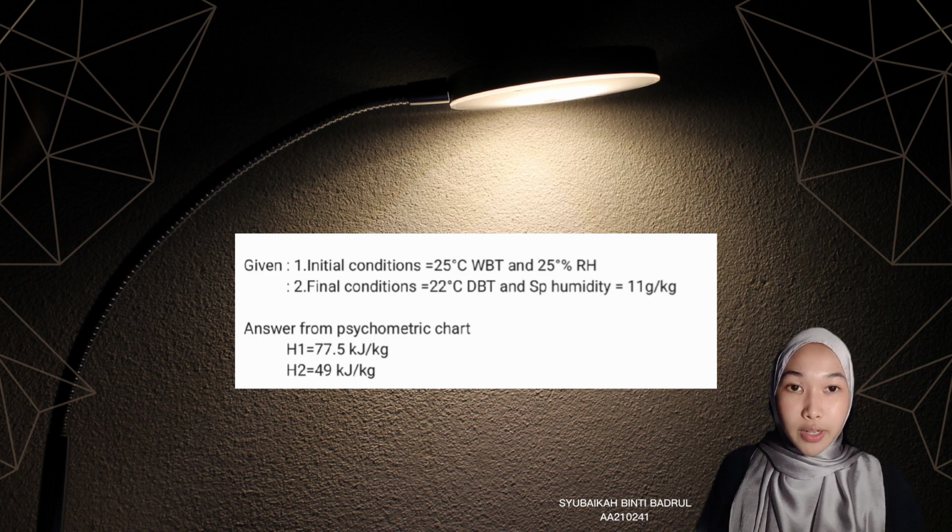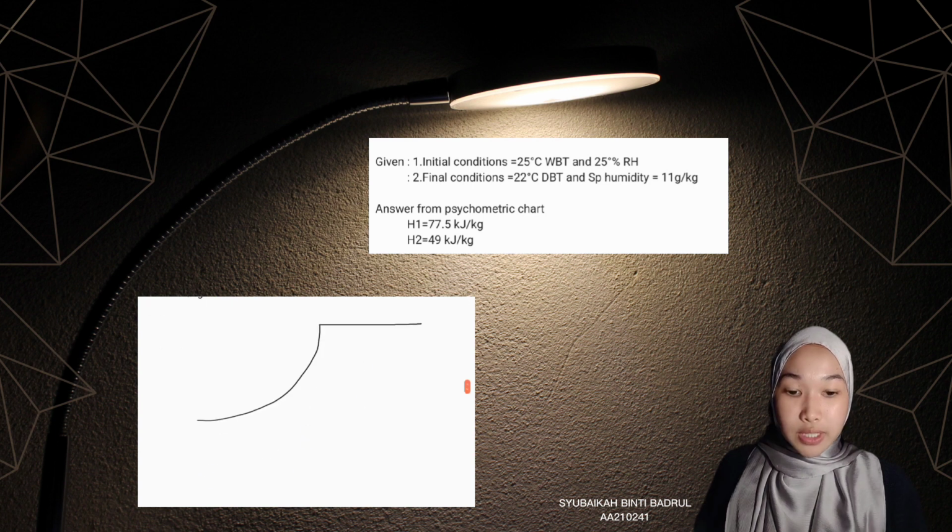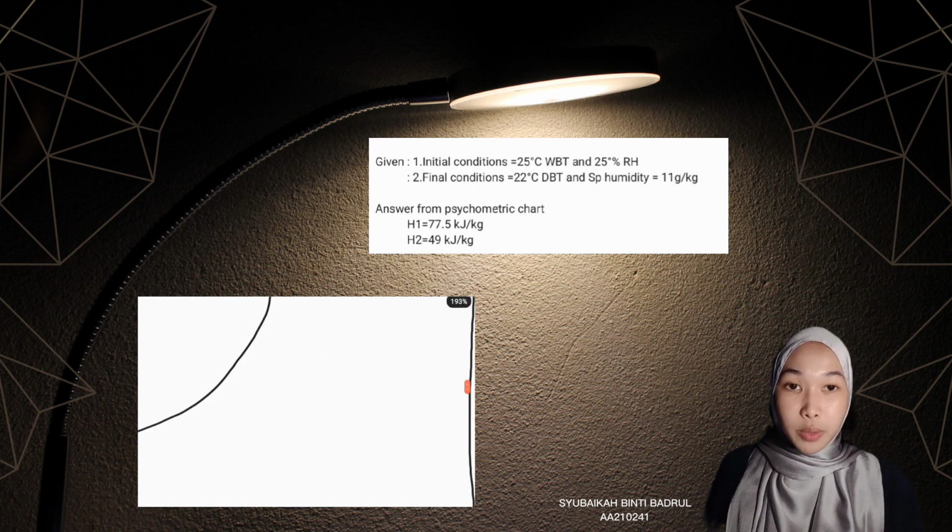Given data: properties of air at initial conditions are 25 degrees Celsius WBT and 25% RH. And properties of air at final conditions are 25 degrees Celsius DBT and specific humidity is 11 gram per kg. So first, we will write down the data which have been provided.